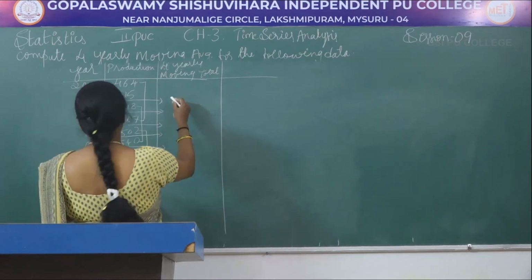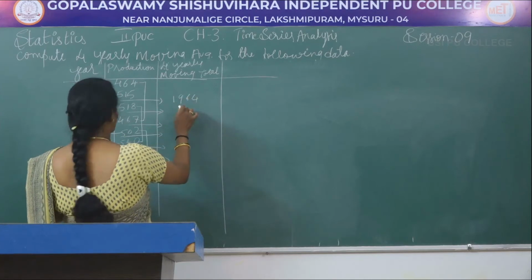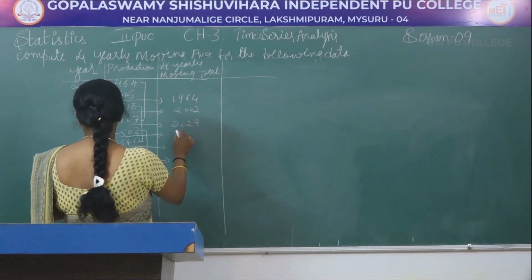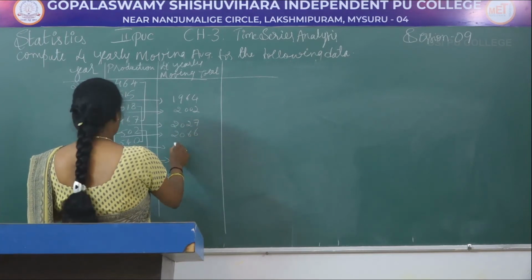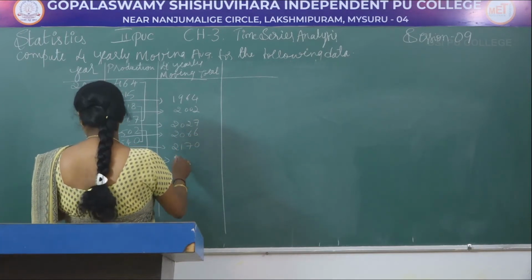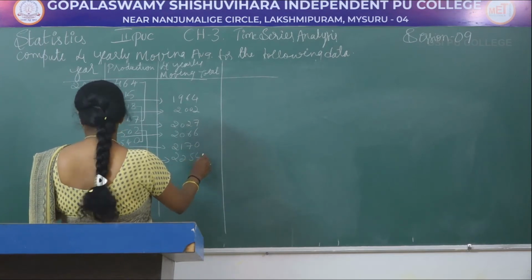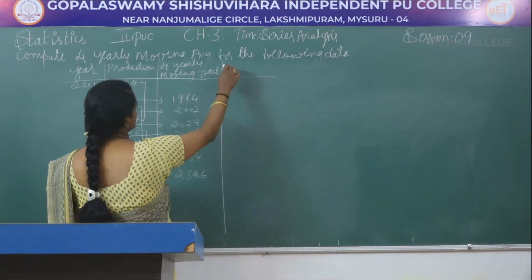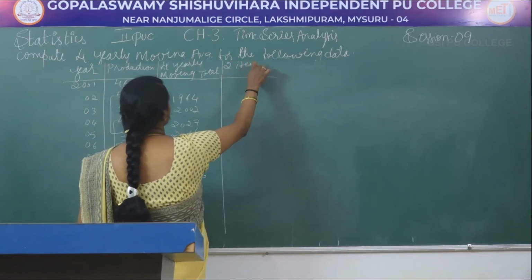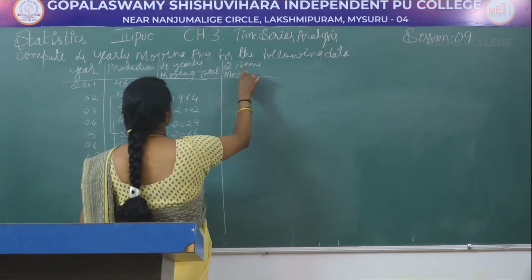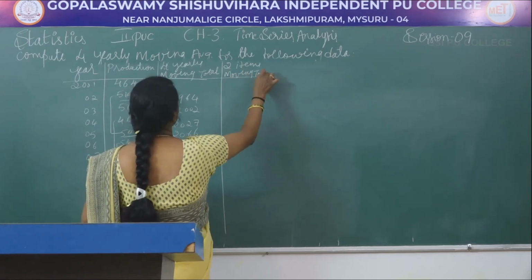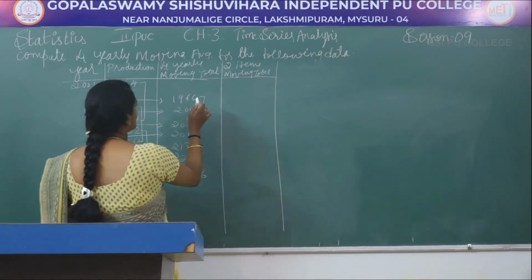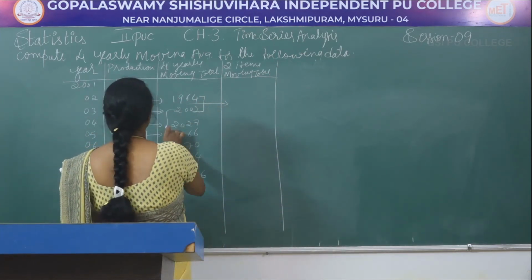So I will write the totals: 1964, 2002, 2027, 2066, 2170, 2254, 2326. Next is 2 items moving total. So I'll add 2 numbers and I should write that in the position.